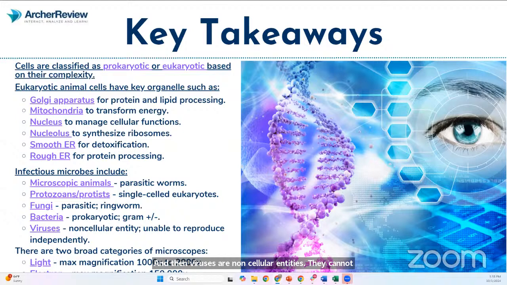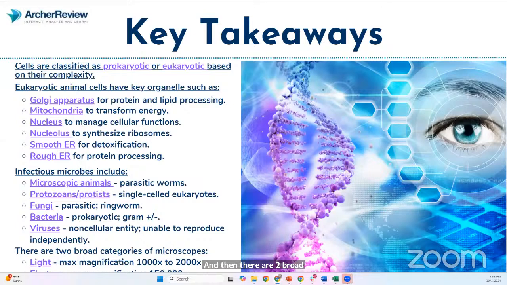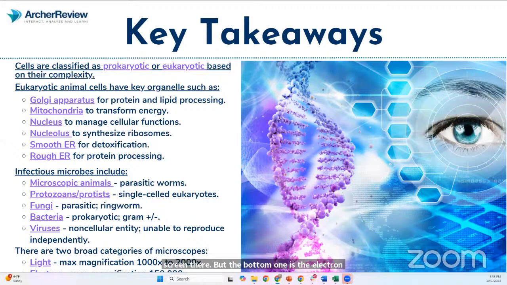And then there are two broad categories of microscopes: light microscope, which has a maximum magnification of 1,000 to 2,000. And then it's cut off on the screen there, but the bottom one is the electron microscope, and its maximum magnification is 150,000. All right, so I've got a question here. Dark and light microscope, what's the difference?